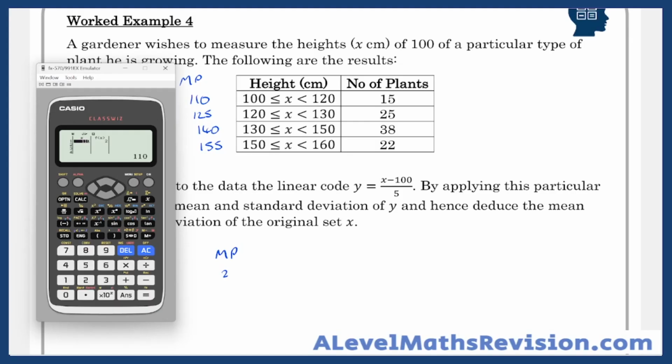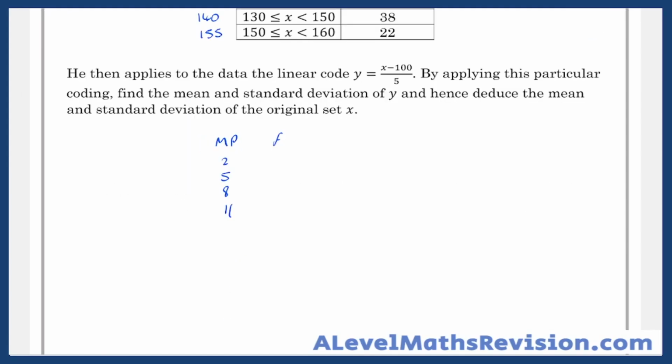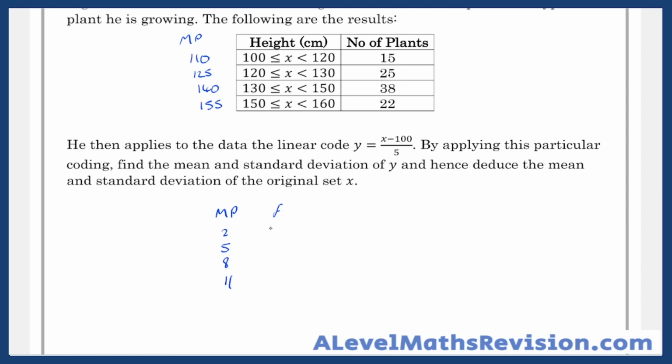And let's put the rest of the data in. So 125, 140, and 155. And there we have all of the new midpoints as well. So 2, 5, 8, and 11, with frequencies as before, 15, 25, 38, and 22. So what we need to do now is find the mean and standard deviation of this set and use it to deduce the mean and standard deviation of the original set.